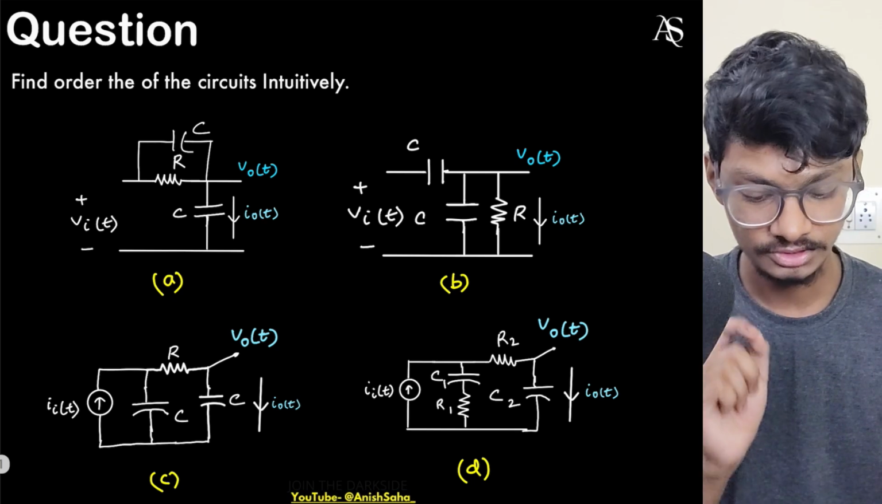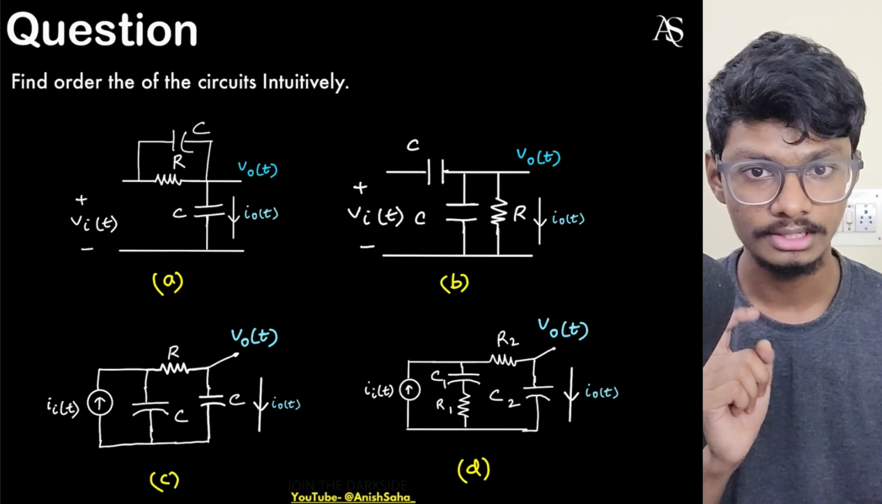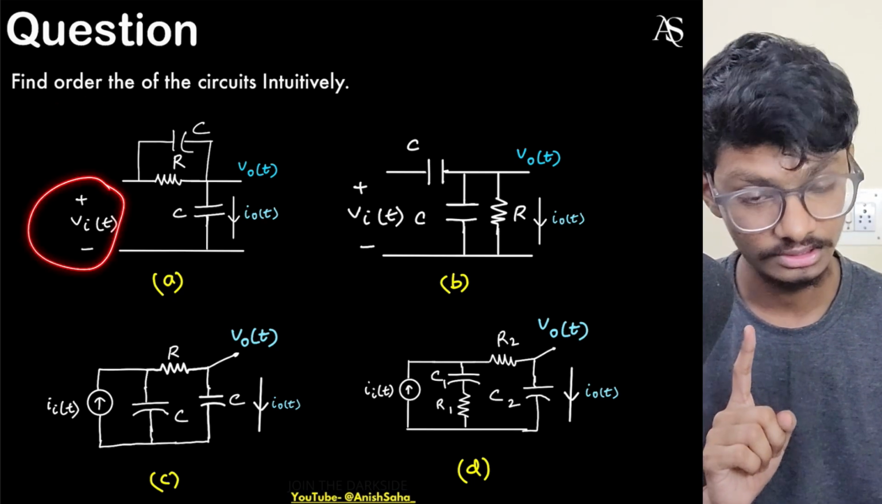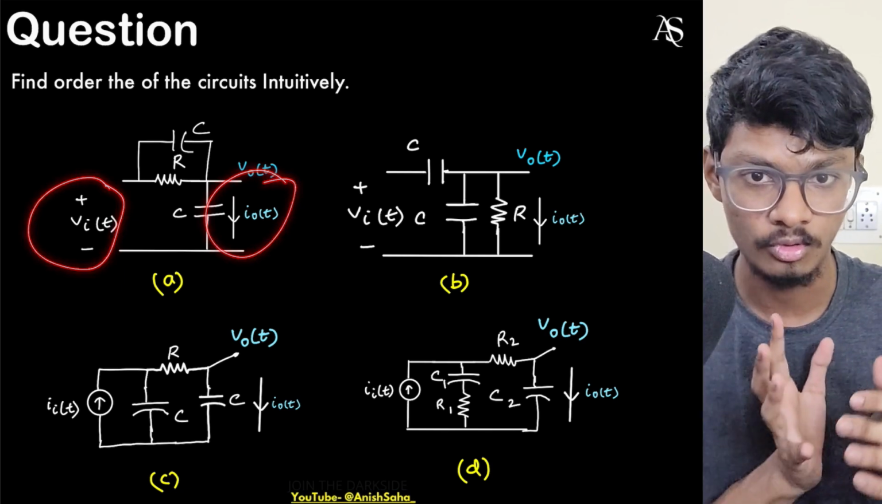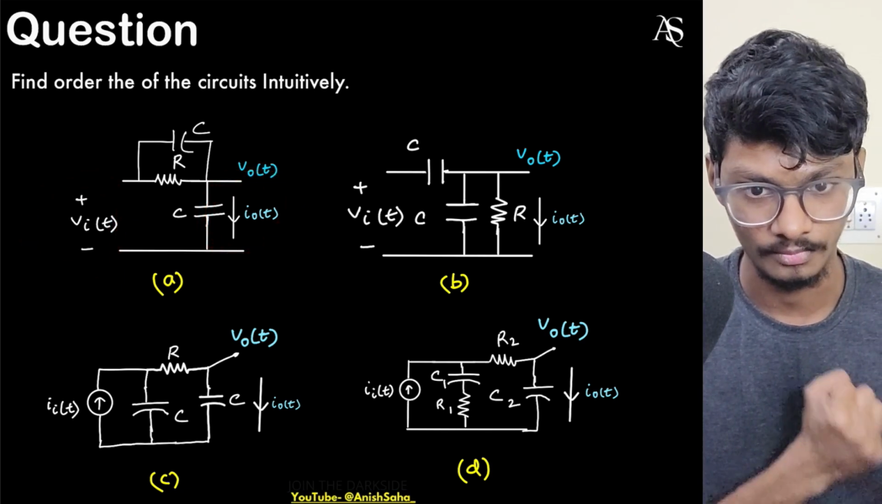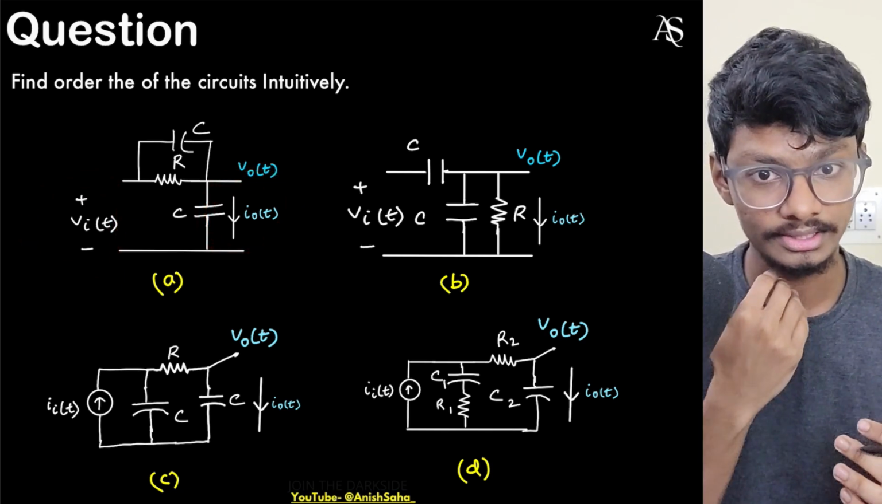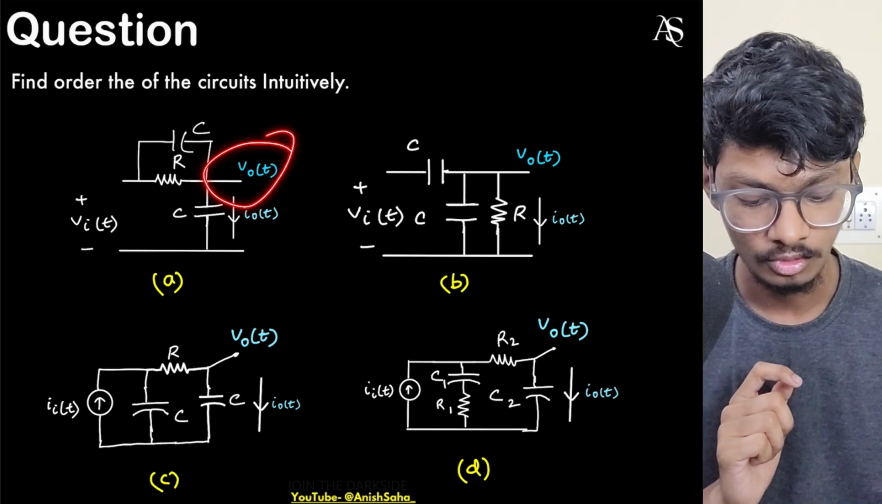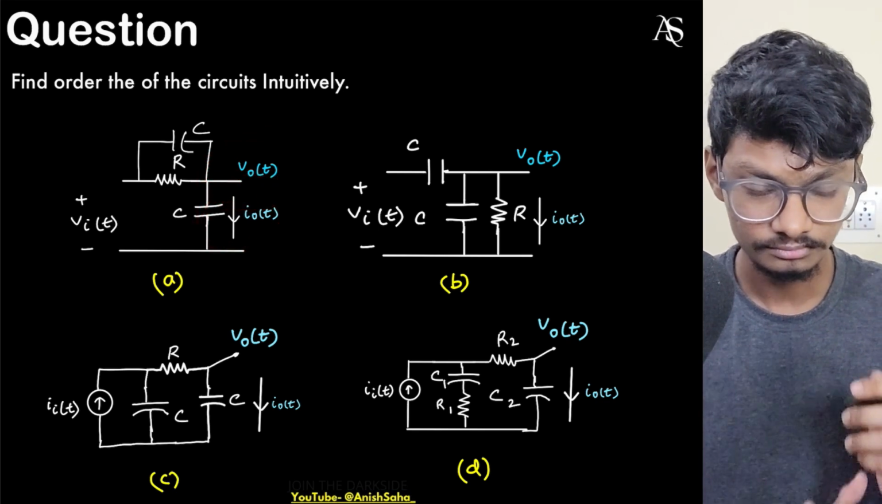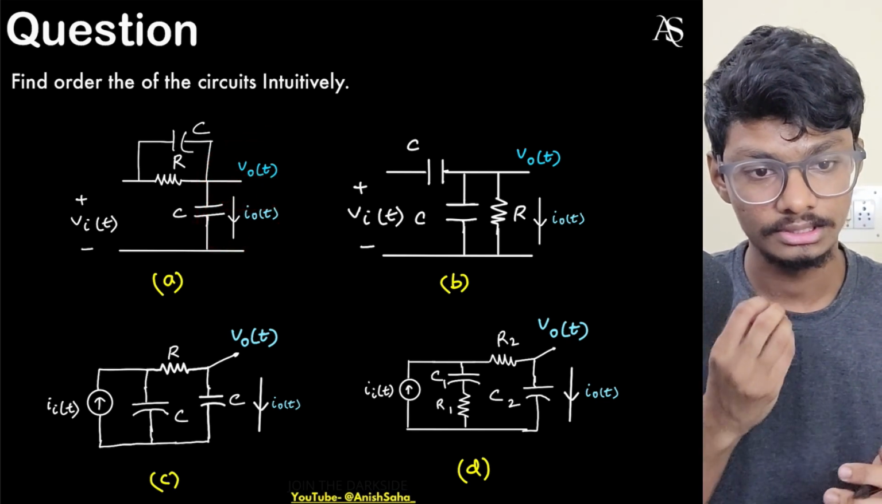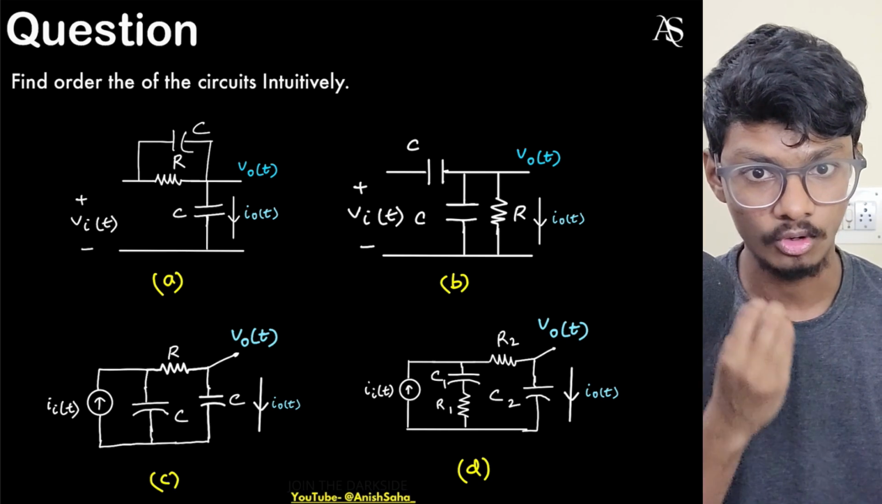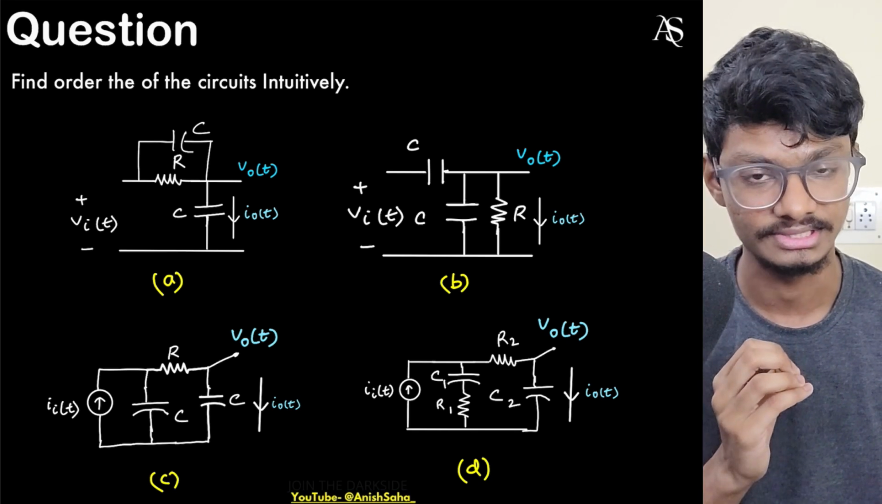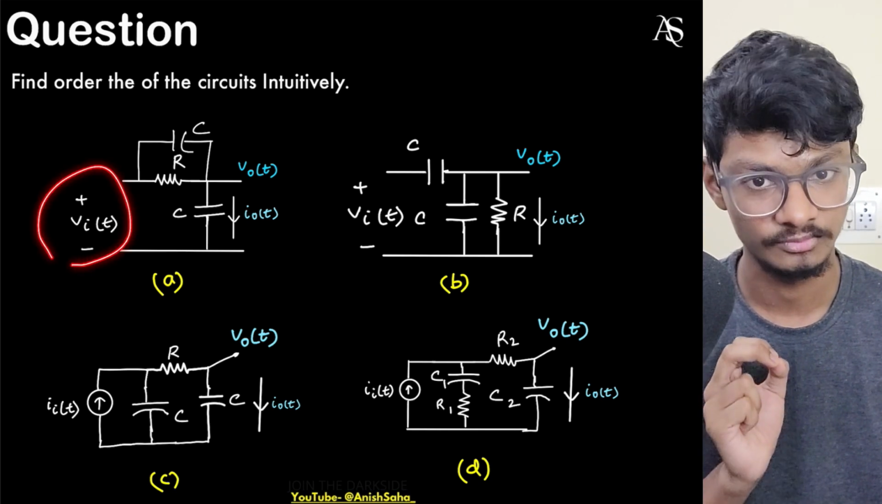Not always the case. First of all, when they are asking about the order, you have to identify where your input is located and where your output is located, where you are taking your output from, and which output they are talking about. Are they talking about voltage output or current output? For both of these cases, the order may change. The order of the circuit may change for both of these cases, and it also depends on the type of the input.